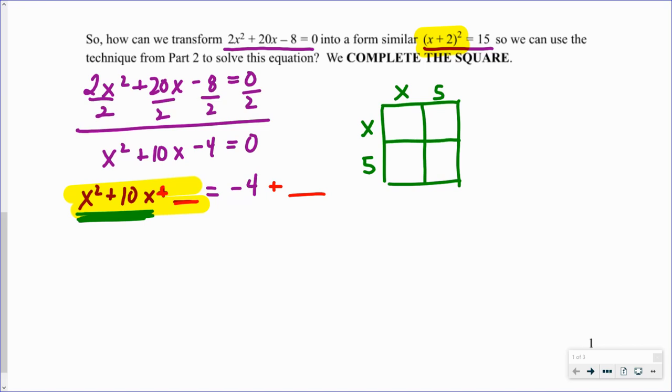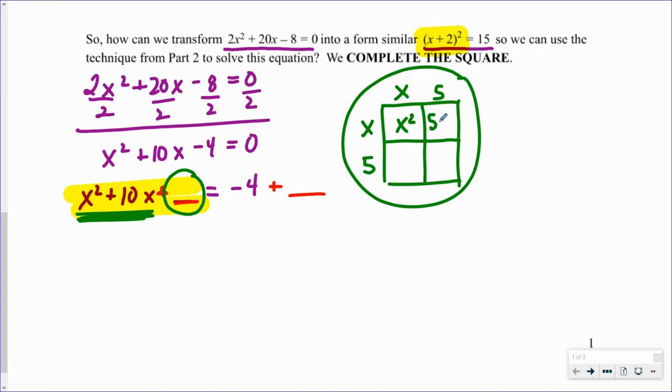Now what I'm doing is looking for the constant term that will make this a perfect square. So if we look, we know x times x is x squared. 5 times x is 5x. 5 times x is 5x. If we add 5x and 5x, we get 10x, which is good. Now we need that last term. And this last square is a 5 by 5 square. If we multiply that together, we get 25. So the number that's going to make the left-hand side a perfect square trinomial is 25. So I'm going to add that to both sides.